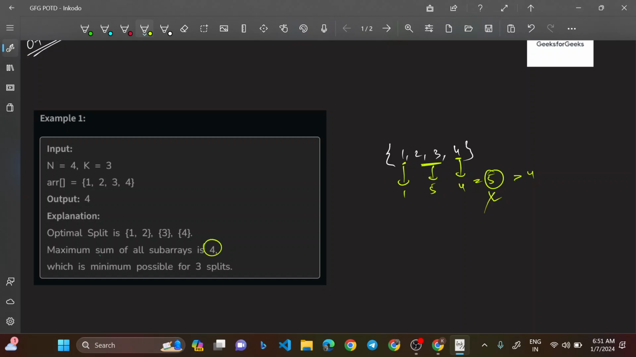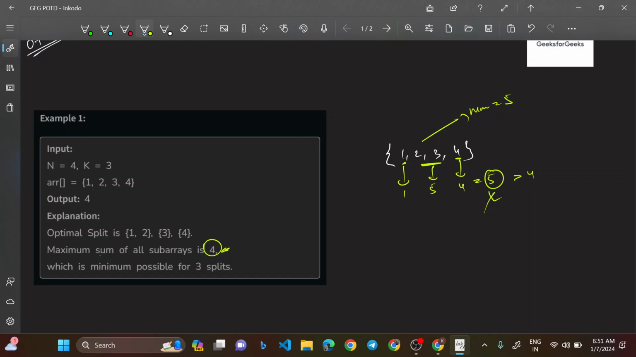So what I am telling you is, out of all the different possibilities of cutting this array into k subarrays, find the sum that is maximum for that particular split, but minimum among all the split possibilities. In this possibility, the maximum sum you got is 5. In the previous possibility, the maximum sum you got is 4.